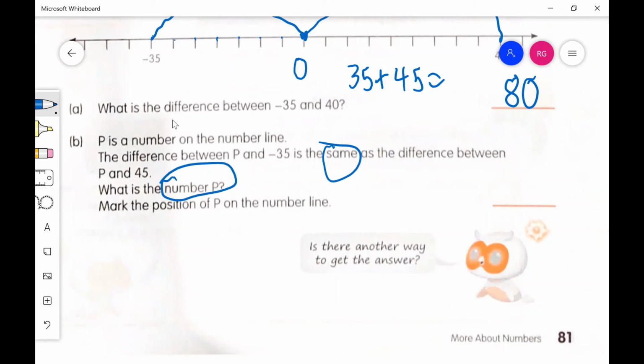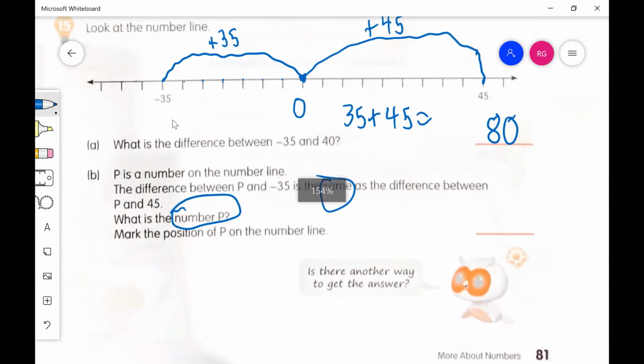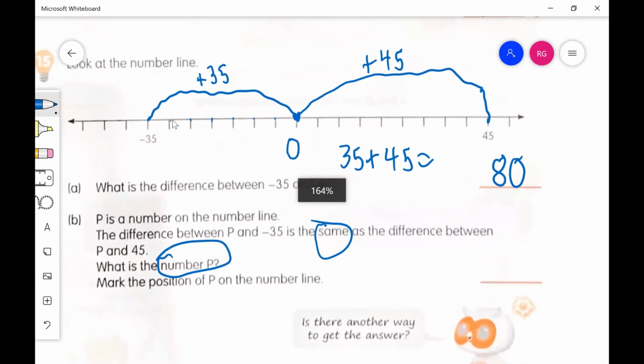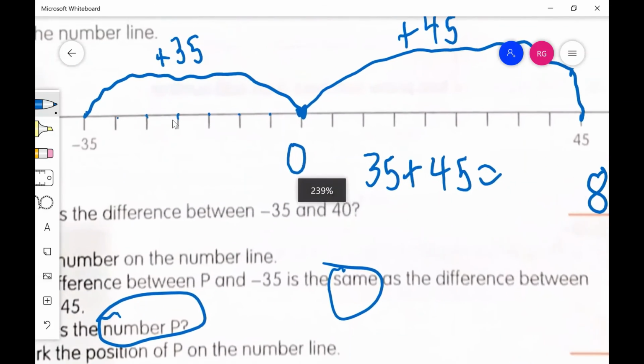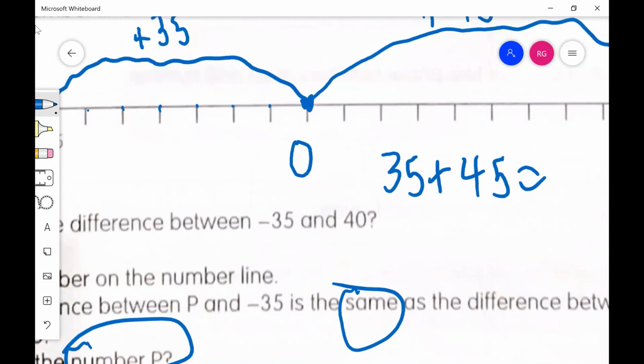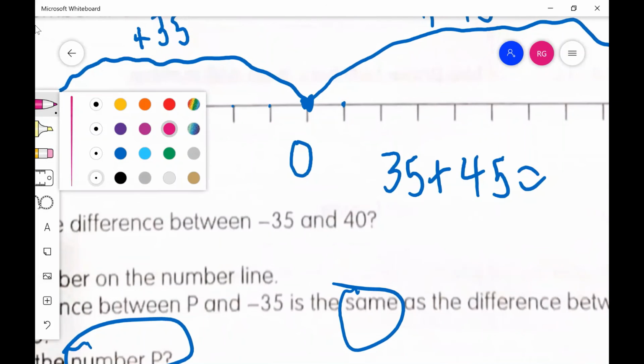5. Ah, that was quick. All right, yes, you're correct. It says to mark the position of P on the number line. So how many should I count here? 1. Yeah, just 1 forward right there. So I could label that as P. Make sure you label that P. I'll try to put that in a different color so you can see it there clearly.